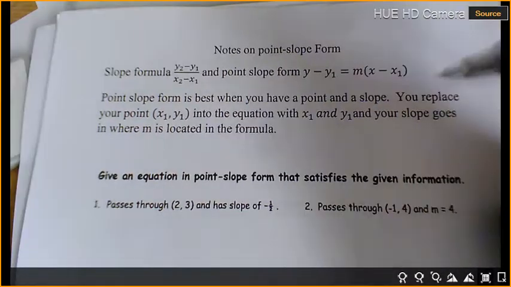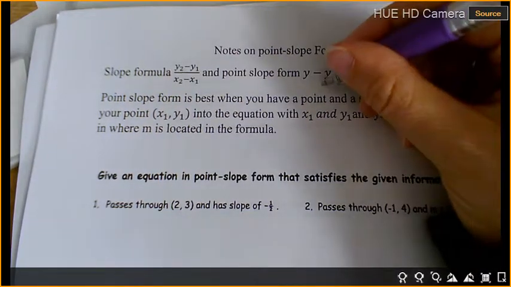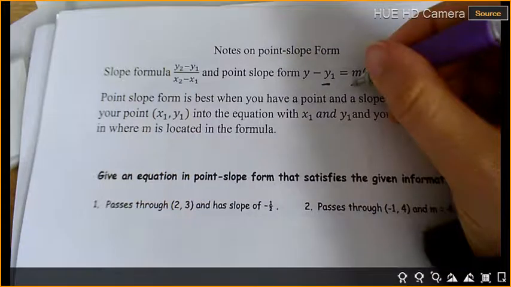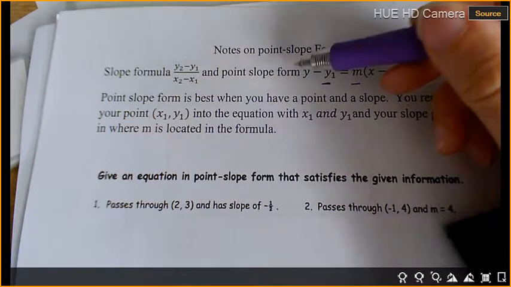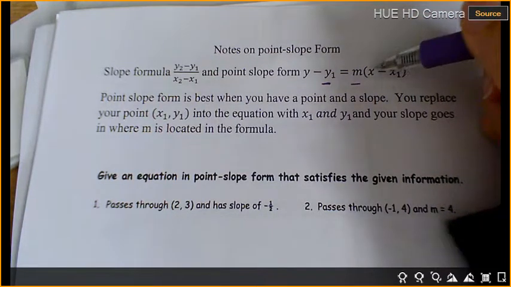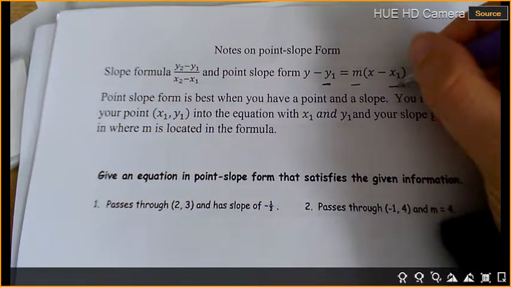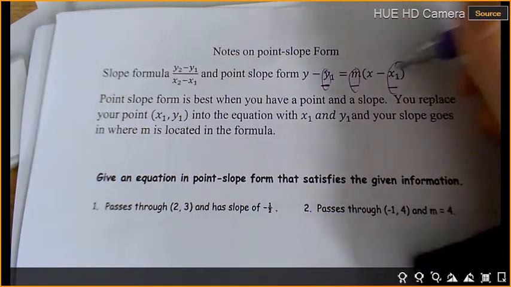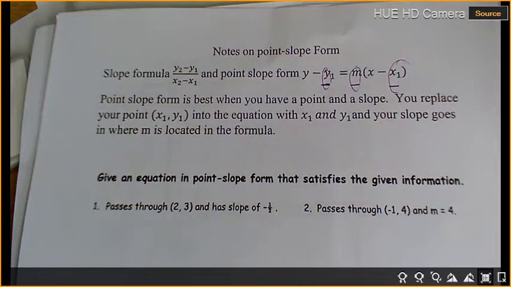We've got y minus y1, so we're going to plug in y1. M, so you should have m, that's the slope. So y minus y1 equals m times x minus x1. We're only going to plug numbers in for these three. Y and x should be the same.